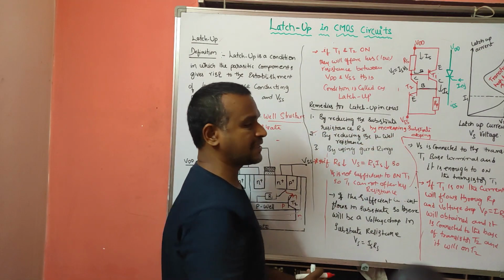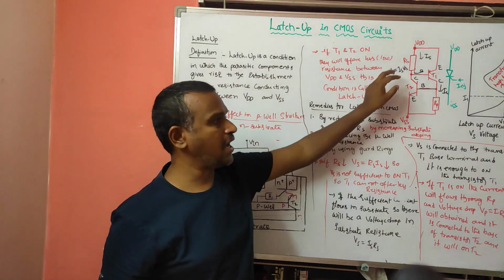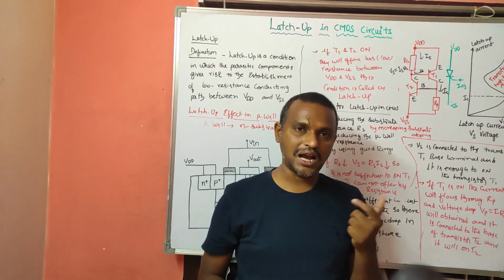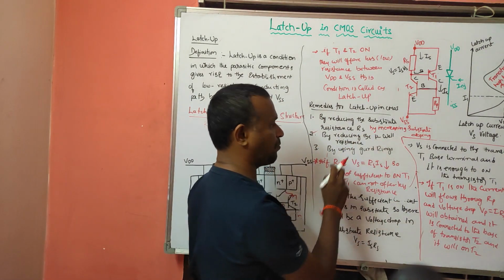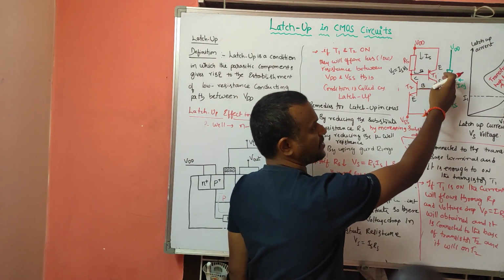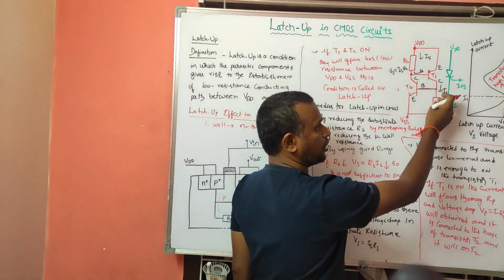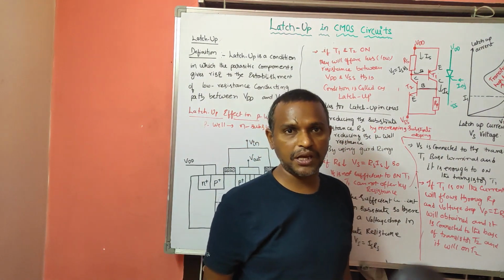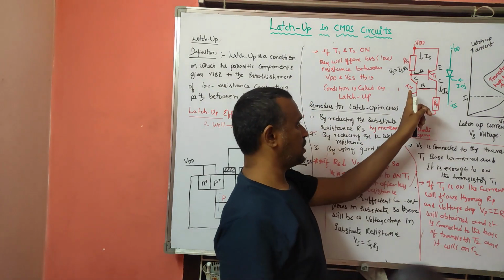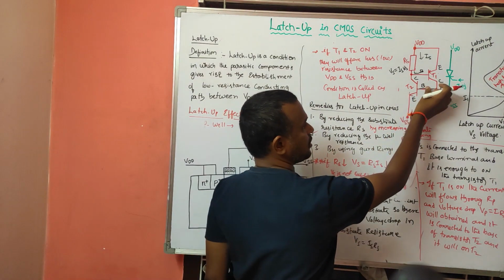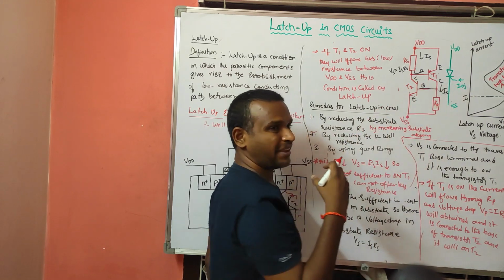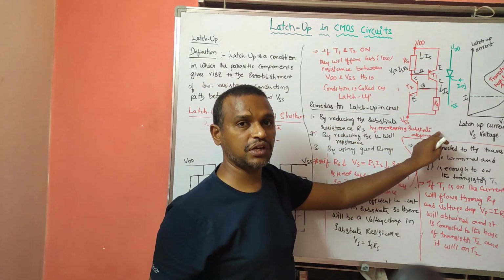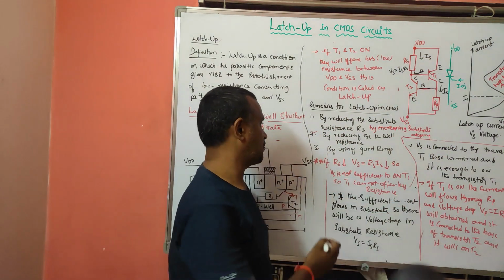The second case is reducing the P-well resistance. Even if RS has sufficient resistance and sufficient current, we can also avoid this latch-up condition by decreasing Rp. Even though this transistor is on, if you decrease Rp, there will be a lesser voltage drop, which is not sufficient to turn on the transistor T2. If this transistor is in the off condition, there is no direct connection between VDD and VSS. This is another method we have.